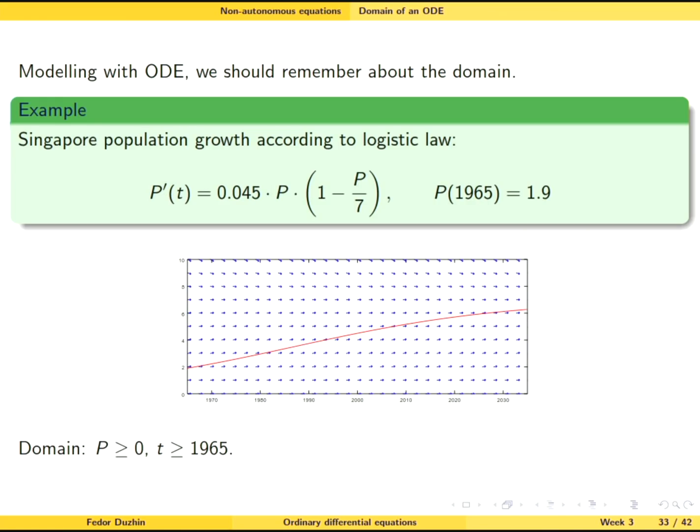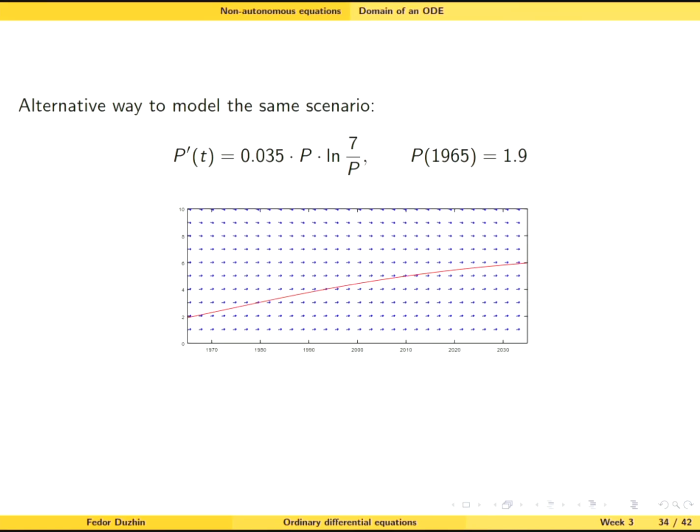So the domain of this differential equation is the set of values of the dependent variable and independent variable that make sense. So here the population should be non-negative, right? Otherwise it just doesn't make sense. And the time for this particular application, so the time is bigger than or equal to 1965.